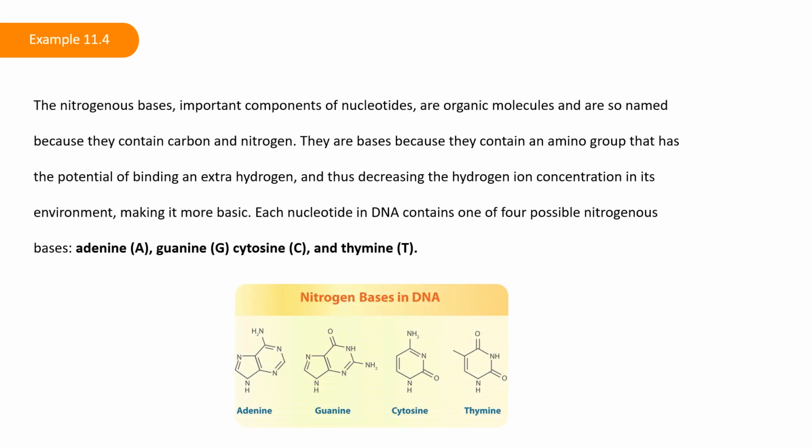The nitrogenous bases, important components of nucleotides, are organic molecules and are so named because they contain carbon and nitrogen. They are bases because they contain an amino group that has the potential of binding an extra hydrogen, and thus decreasing the hydrogen ion concentration in its environment, making it more basic. Each nucleotide in DNA contains one of 4 possible nitrogenous bases: adenine A, guanine G, cytosine C, and thymine T.